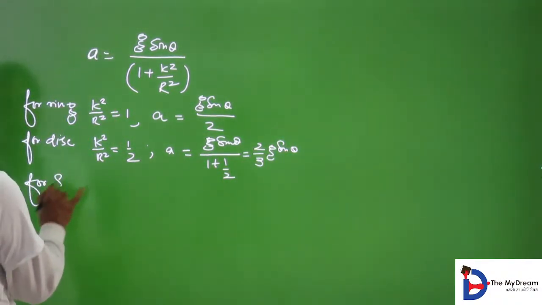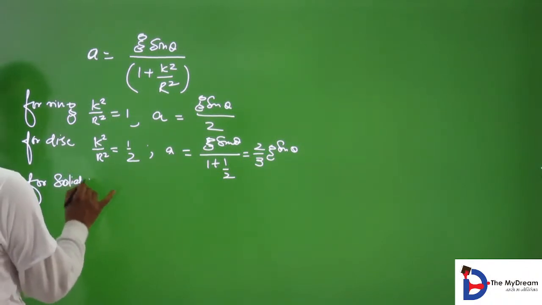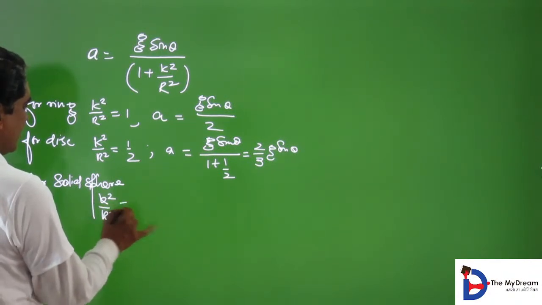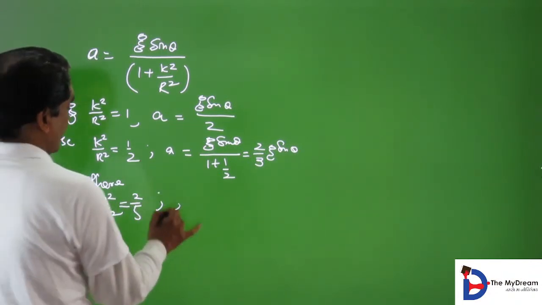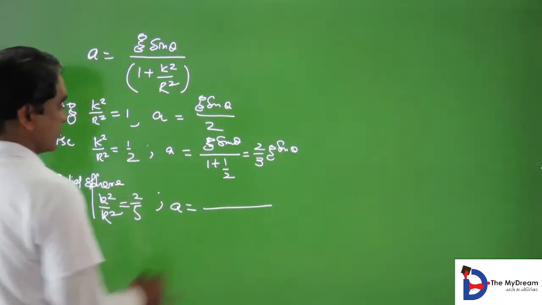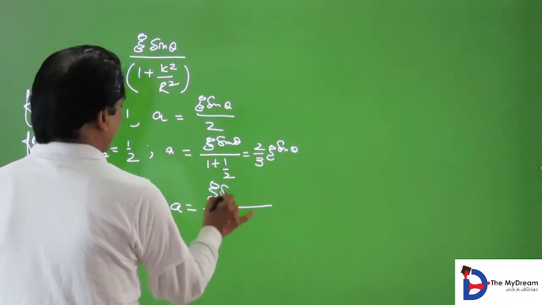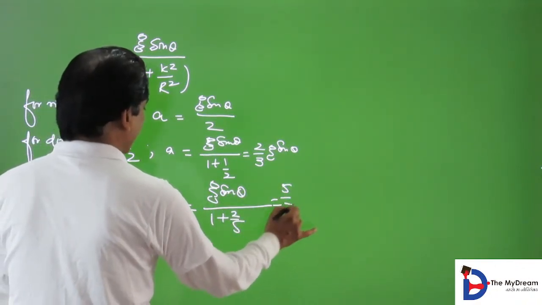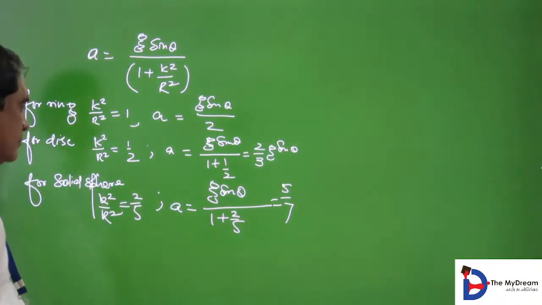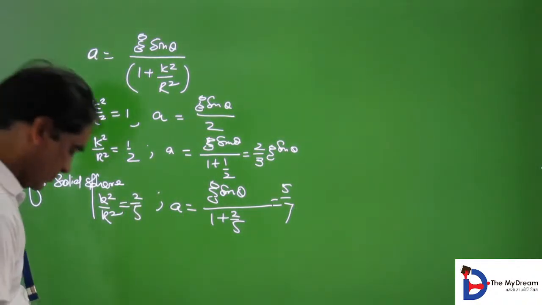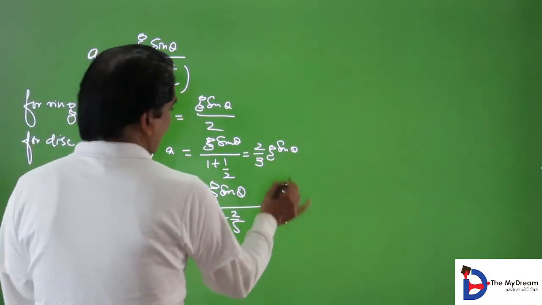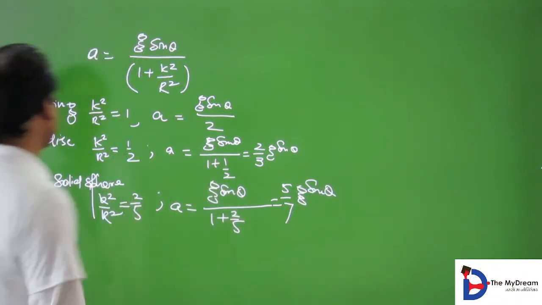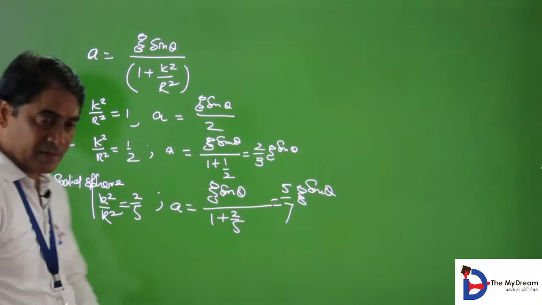For solid sphere, k square by r square is 2 by 5. So acceleration will become g sin theta divided by 1 plus 2 by 5, then you will get 5 by 7. Which is more? Yes, this is a note.